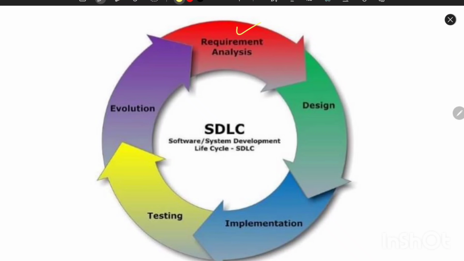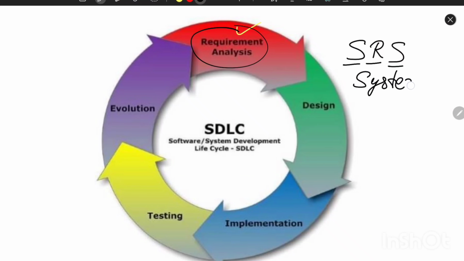First of all, you gather the requirements from the customer, that which kind of things you want in your system. So you will collect the requirements first of all in written form, and the requirements in written form are called SRS, which is System Requirement Specification. This is the full form of it: system requirement specification. Note down please.